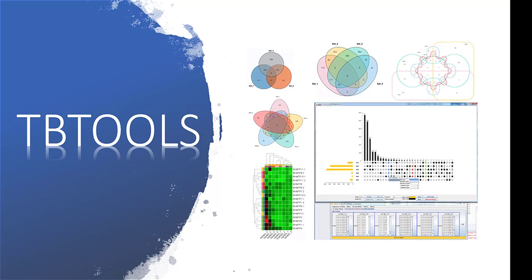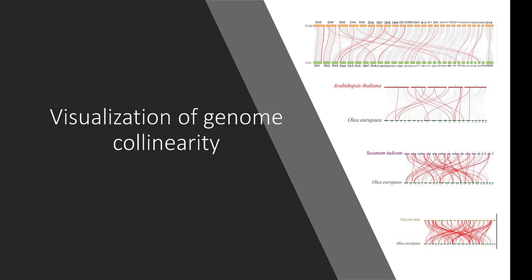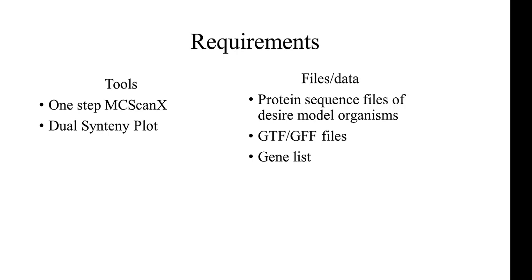Wasim with TubeTool. Today I bring the tutorial about visualization of genome collinearity. The requirements for the tools and the files include the tools One Step MCScanX and Dual Synteny Plot. Both are available in TubeTools. And the files include the protein sequence files of our desired model organism, the GTF or GFF files, and the gene list. We need these three files.